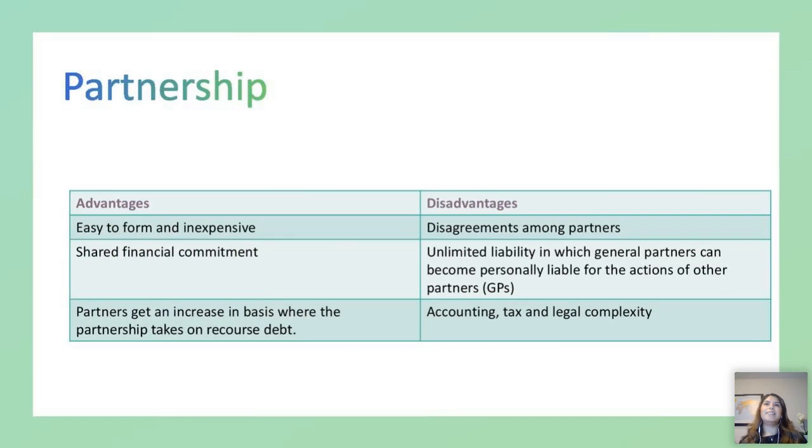Partnership, again, easy to form. And with a partner, you can have a shared financial commitment with them. So it's not 100% you contributing to the business. And one of the disadvantages is that you have unlimited liability, in which general partners can become personally liable for the actions of other general partners. Also, the accounting and tax is a little more complex.